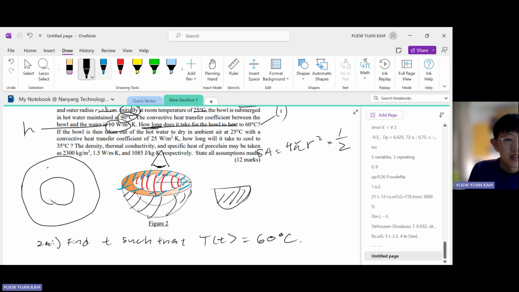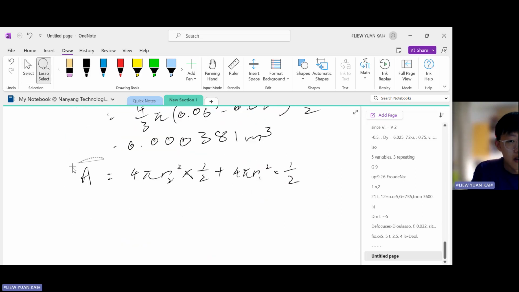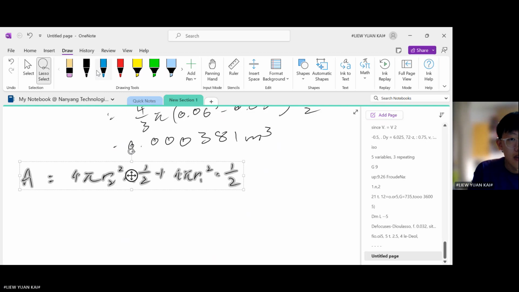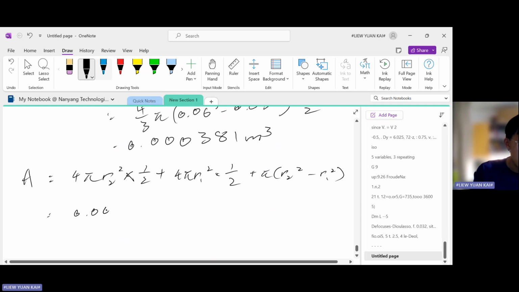To calculate this area, we must take the area of the bigger circle minus the area of the smaller circle, right? And that's easy enough. So that area will be given by pi r2 squared, the area of the bigger circle, minus pi r1 squared, the area of the smaller circle. You substitute all the values, punch this out in your calculator, you should get this, in meter squared.